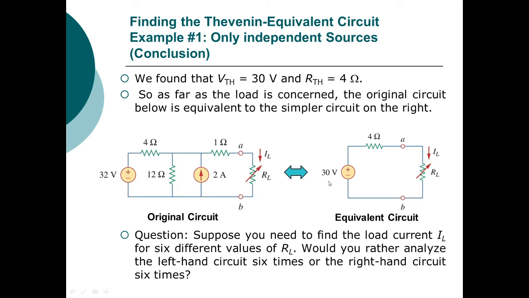So what we see is that this complex network to the left side of the terminal AB has been converted to a simple equivalent network consisting of only a 30 volt source with a resistance of 4 ohm in series, and with that our load resistance RL is connected. So now for any value of RL, we can easily find the current flowing through this load resistance by dividing this voltage source VTH by the load resistance RL plus the Thevenin equivalent resistance RTH.